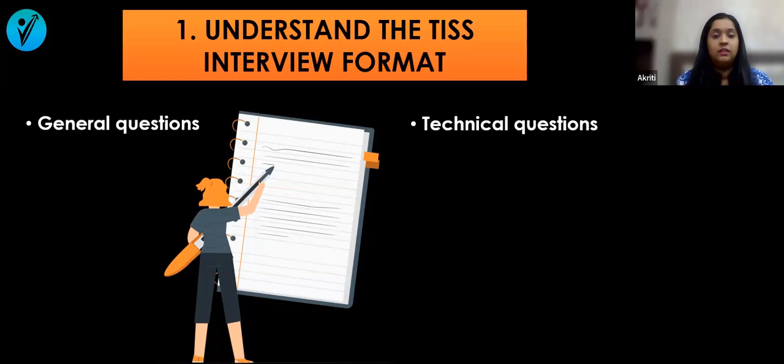So explaining theories, this is where you are expected to explain theories. This is where you are expected to answer questions based on situations, but the answer should correlate with the theories that you have prepared for from time to time. So make sure whenever you are sitting down to prepare for the TISS PI, you are covering both the general questions as well as the technical questions.